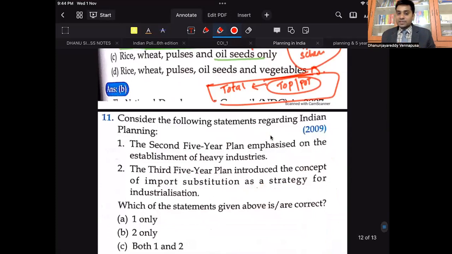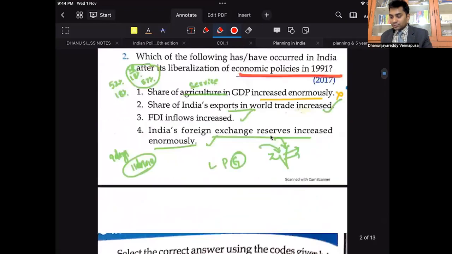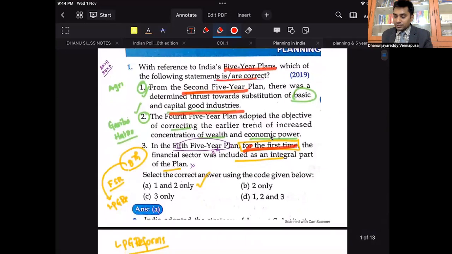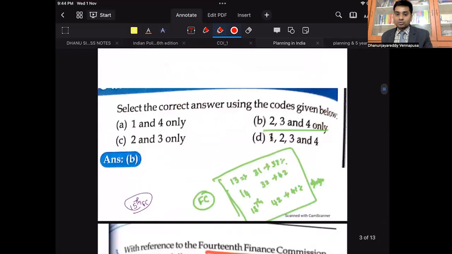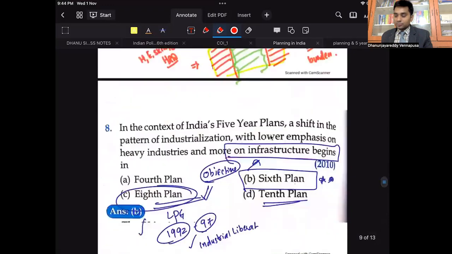Consider the following statements regarding Indian planning. Again, they are asking what is planning. The second 5-year plan emphasized the establishment of heavy industries. Look, the same question was asked here. So this was a repetition. If you are studying previous year questions, they are asking repetitive questions. They have asked here: the second 5-year plan was giving thrust on the so-called basic and capital goods. So it was speaking about heavy industries. So both are correct.